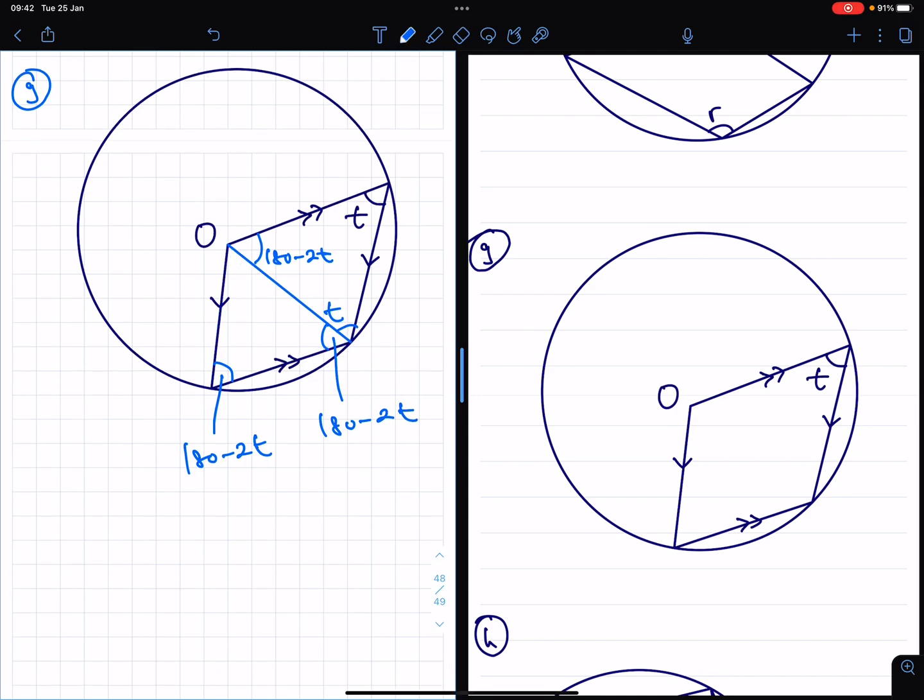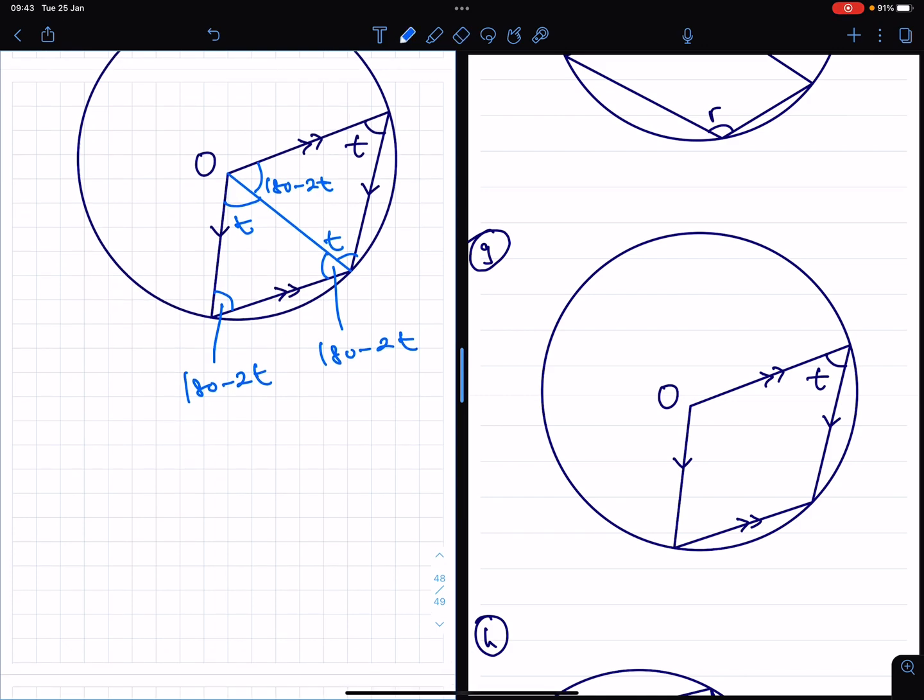Now we know that already. If this is t, of course this also is t, because this line is parallel to this line, and this is a transversal. So this angle and this angle are alternate angles. Now what do I do to find t? This plus this plus this equals 180 degrees. That's what I need to do to find t.